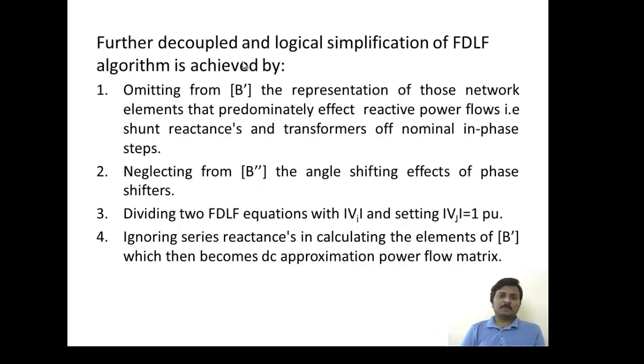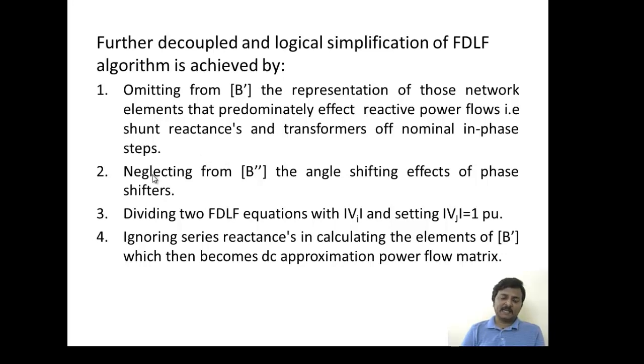Now, further, a logical simplification of the fast decoupled load flow algorithm can be achieved by omitting from the B dash the representation of those network elements that predominantly affect the reactive power flows. So we can still omit some part of the B dash matrix to get more sparsity. Shunt reactances and transformer off-nominal in-phase steps we can neglect, so that the B dash matrix simplification will be very fast.